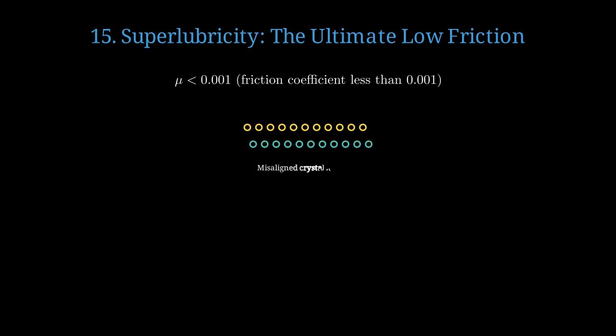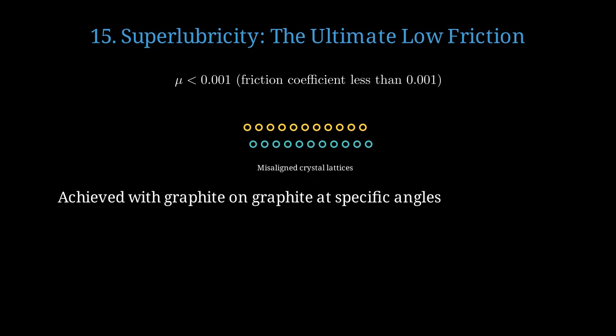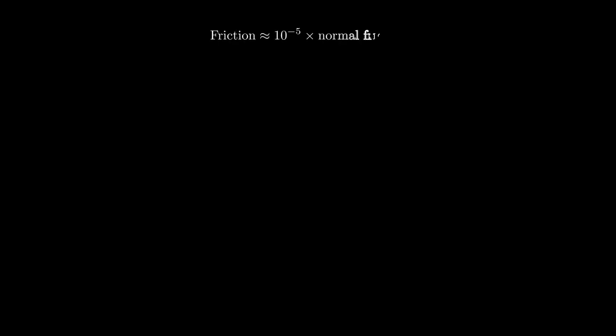Under special conditions, we can achieve superlubricity, an extreme form of low friction. Superlubricity is defined as a friction coefficient less than 0.001. Superlubricity occurs when 2 crystal surfaces are misaligned, preventing atoms from interlocking. This has been achieved experimentally with graphite sliding on graphite at specific misalignment angles. In superlubricity conditions, friction can be 10,000 times lower than normal nanoscale friction. However, achieving superlubricity requires atomically flat surfaces in very specific conditions.